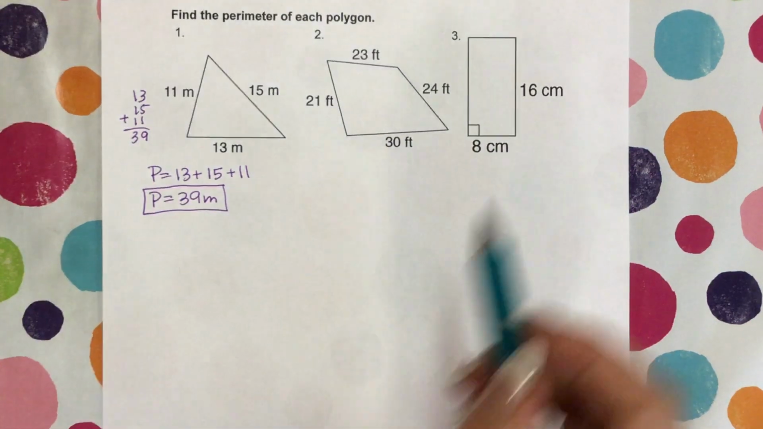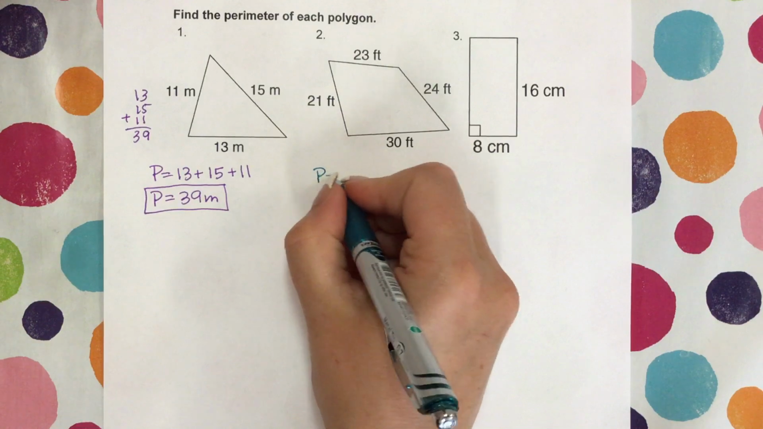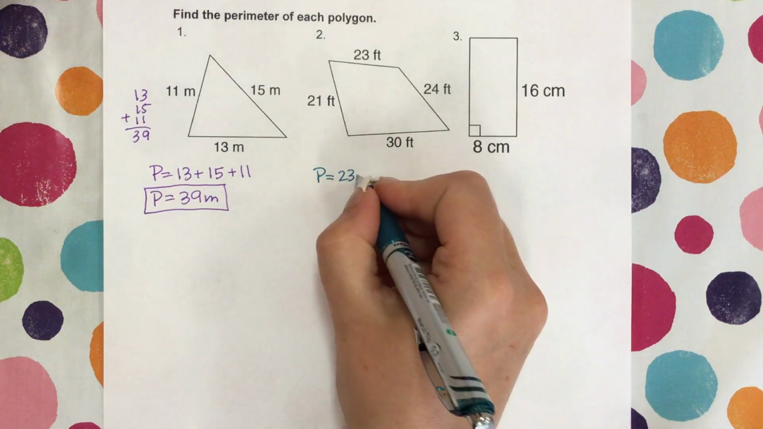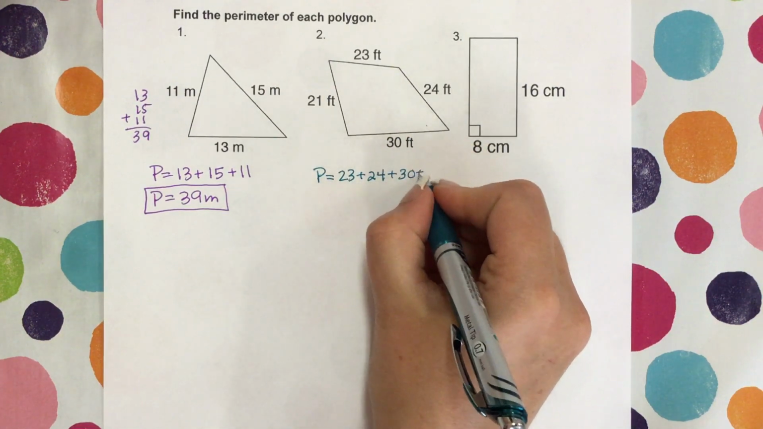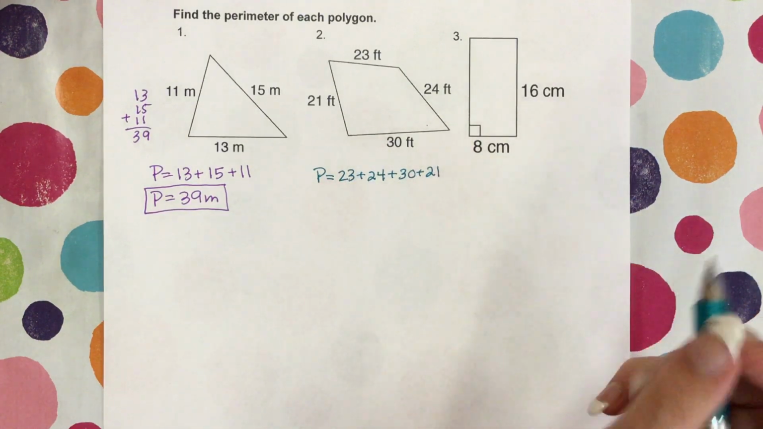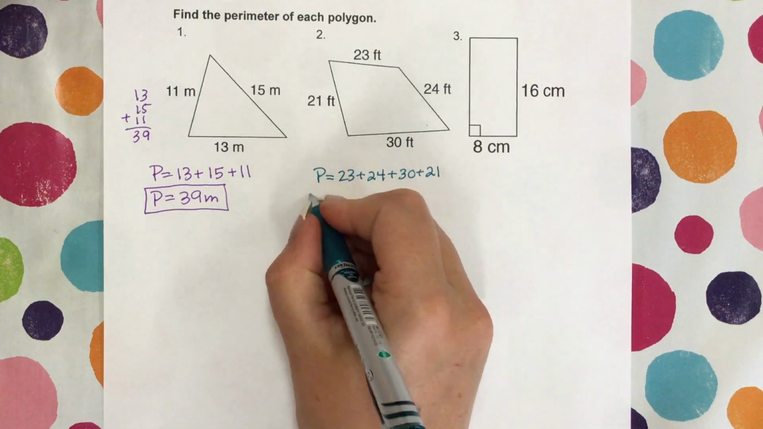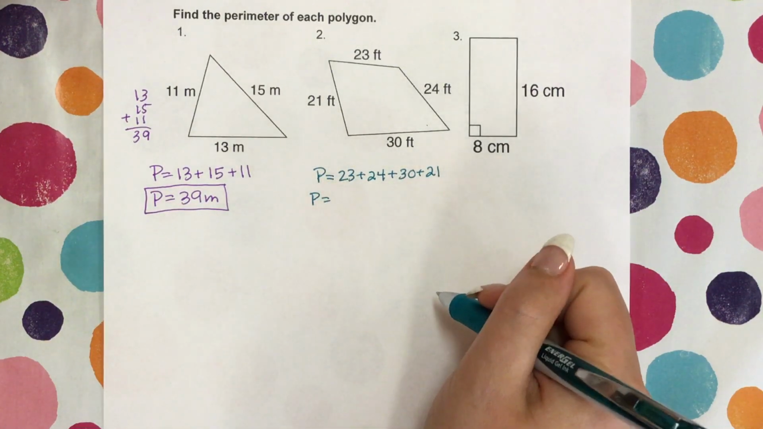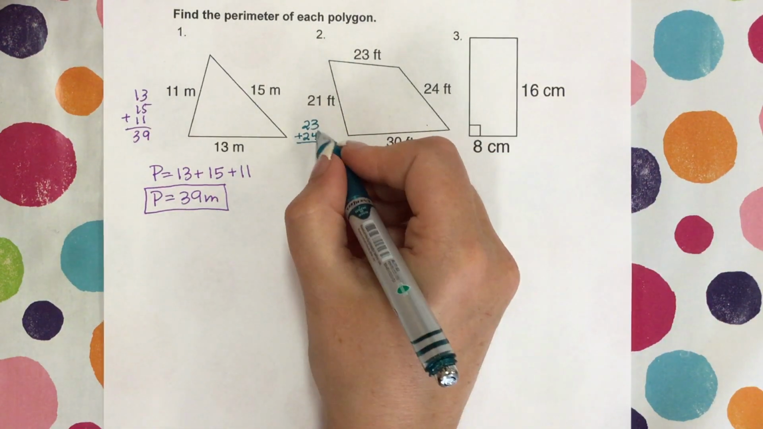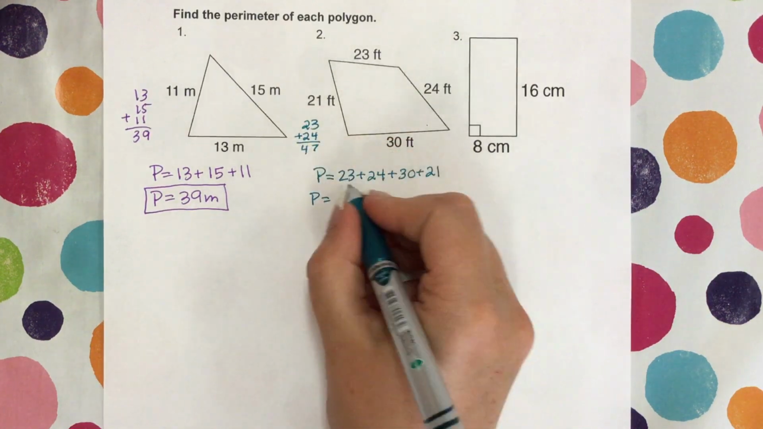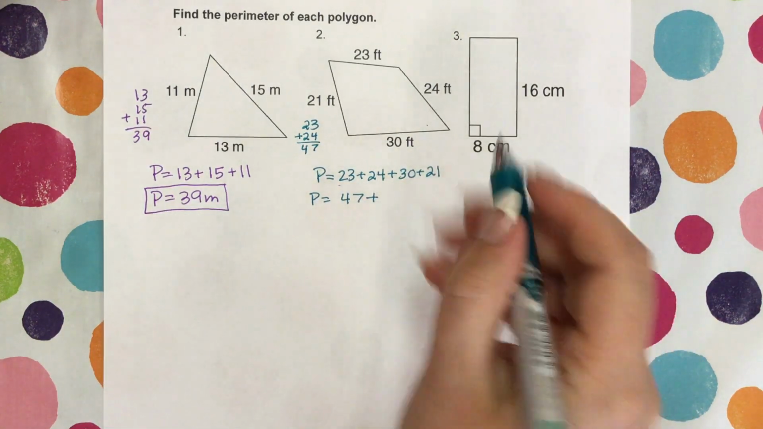We're going to find the perimeter of this figure, which is just the distance around. Okay, think about the rim. So the perimeter is going to equal 23 plus 24 plus 30 plus 21. And we're just going to add these numbers up. Because there's a lot, I'm going to just add the first two off to the side. So 23 plus 24: 3 plus 4 is 7, 2 plus 2 is 4. So those two together equal 47 plus 30 plus 21.